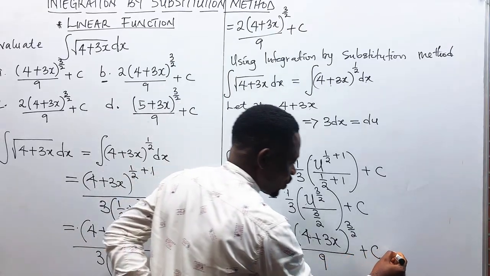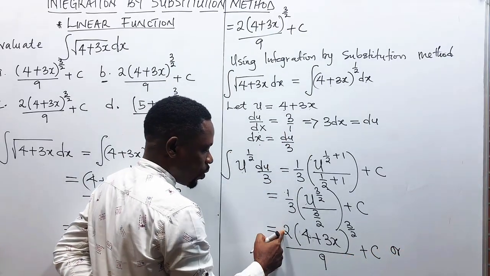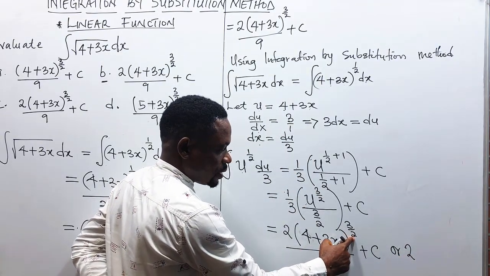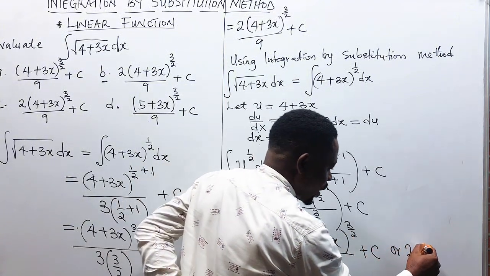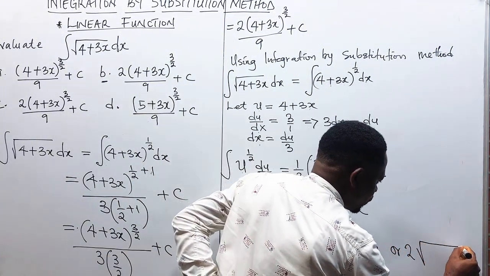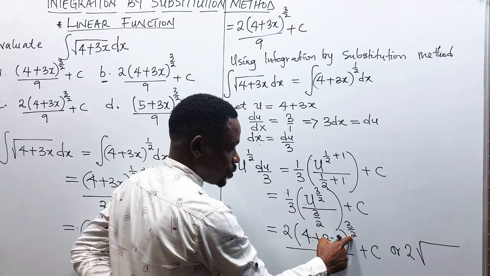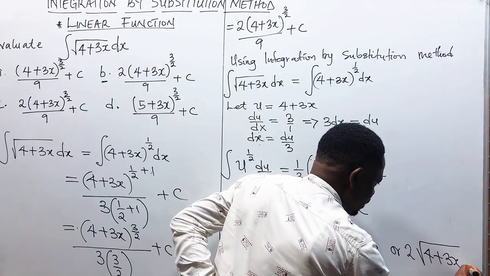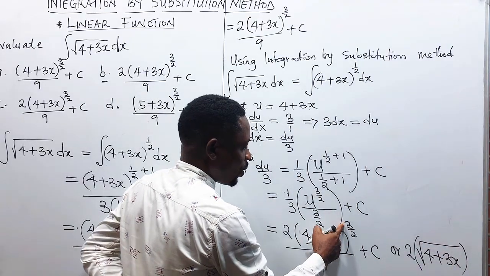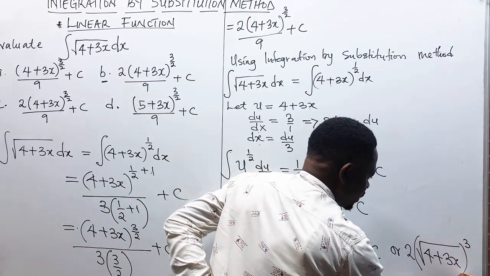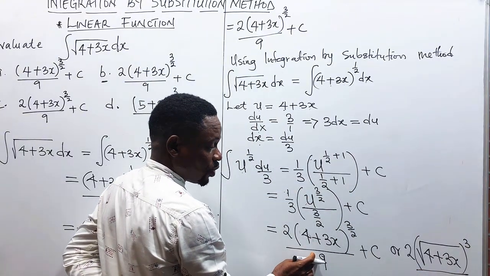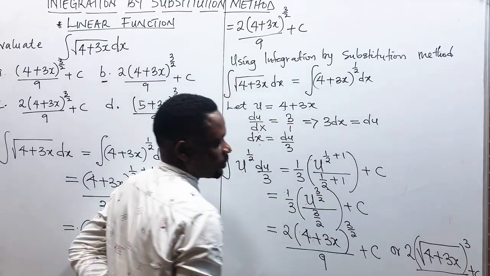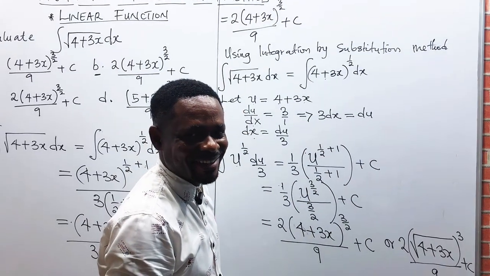In most cases, you can also say it or. Now watch. I'll write my 2 here. Now this power 2 at the numerator refers to square root. If you want to observe it like this too, this 2 means square root. I will now write 4 plus 3x. Close the bracket. All to the power of 3. Are you there? Divided by the denominator, which is 9. Then plus c. This one also can serve. And that is the final answer. Are you with me?